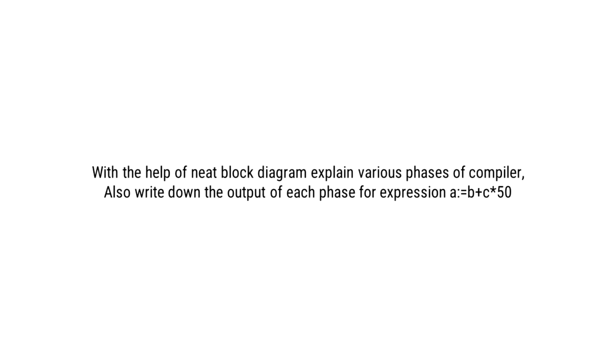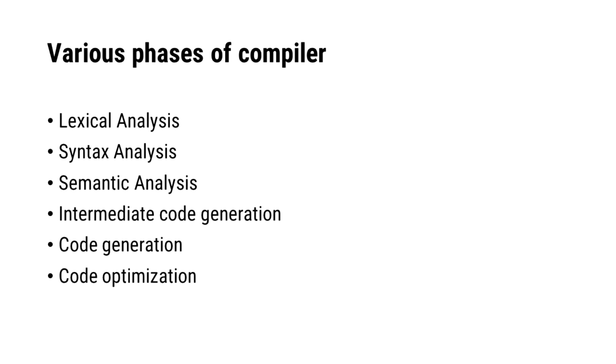Problem 1. So as we know, problem 1 is, with the help of a neat block diagram, explain various phases of compiler. Also write down the output of each phase for the expression a = b + c * 50. The compilation process is a sequence of various phases. Each phase takes input from its previous stage, has its own representation of the source program, and feeds its output to the next phase of the compiler. Let us understand the phases of compiler.